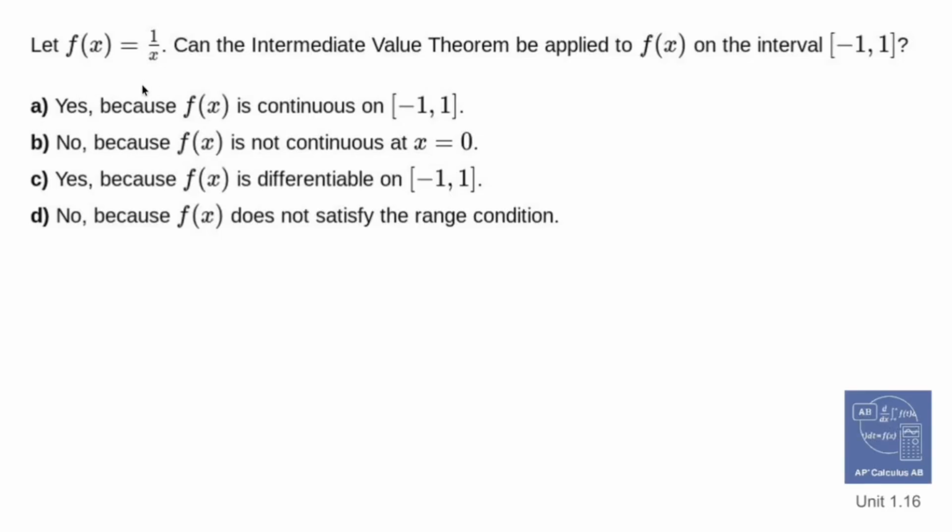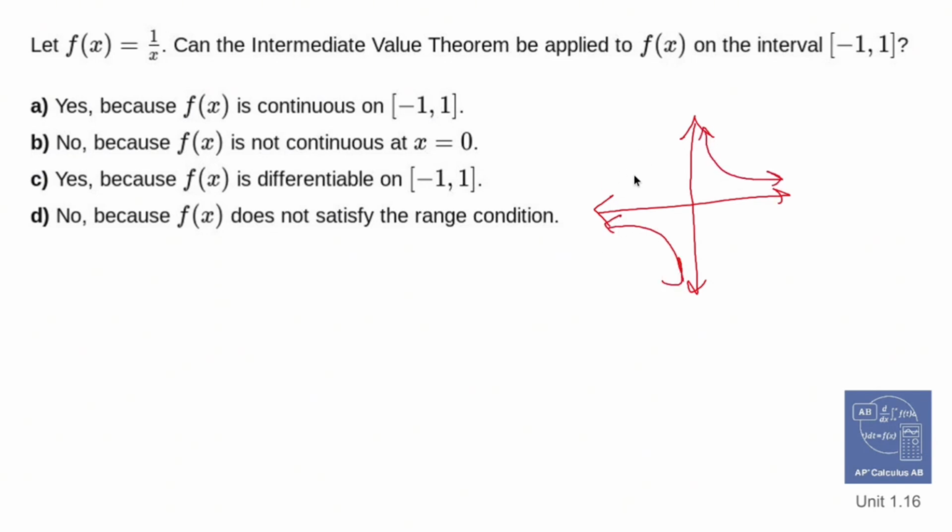Let f of x equal 1 over x. Can the intermediate value theorem be applied to f of x on the interval negative 1 to 1? Well, let's take a look at what 1 over x looks like just in case you forgot. This is the parent rational function. It's going to look a little something like this.